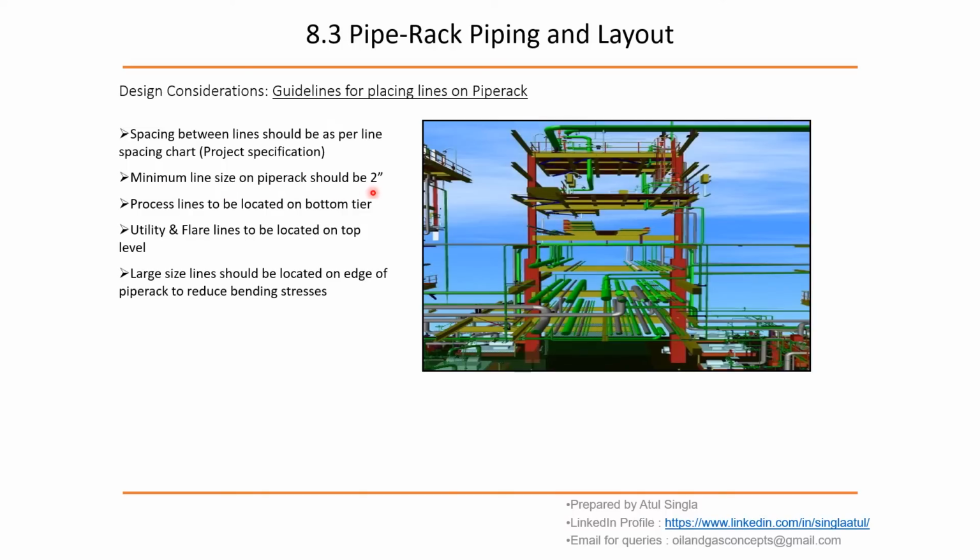Minimum line size should be 2 inch. This is the general practice, but in some projects they may allow up to 1.5 inch. But this is the thumb rule: we start with 2 inch lines on the pipe rack.